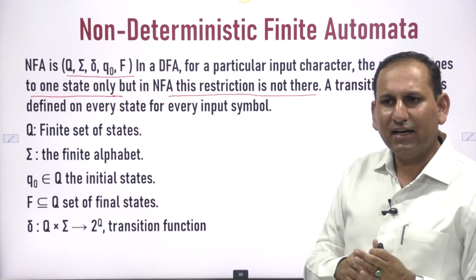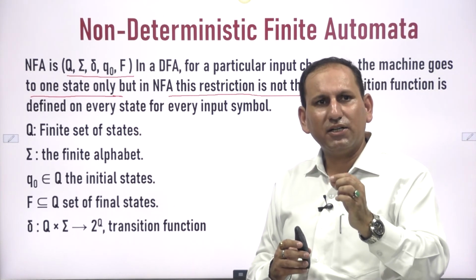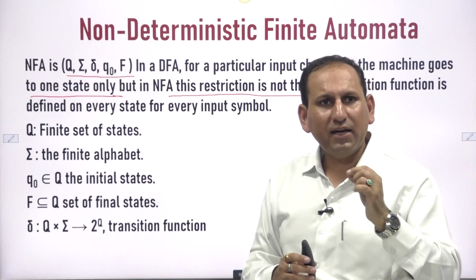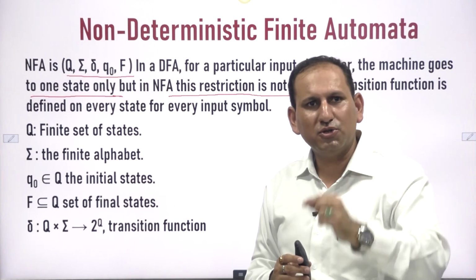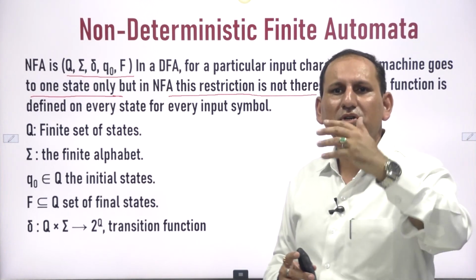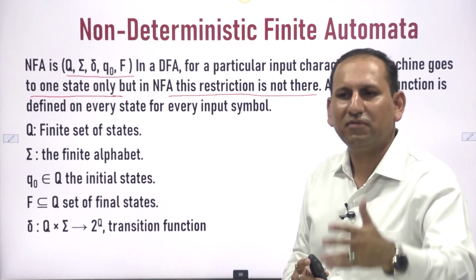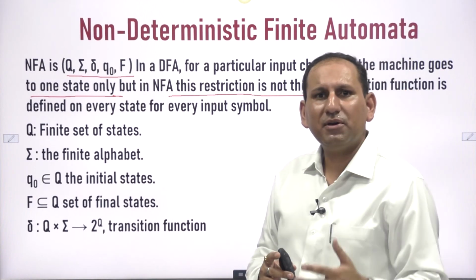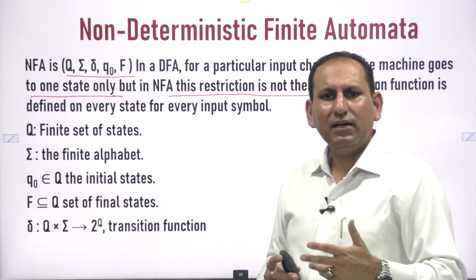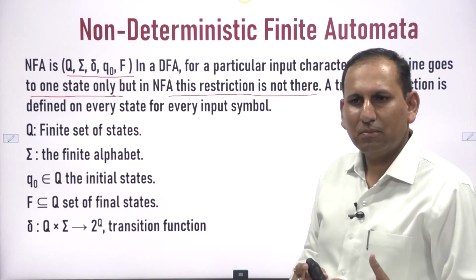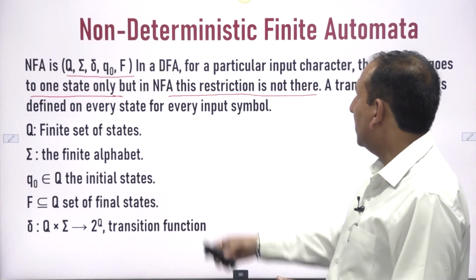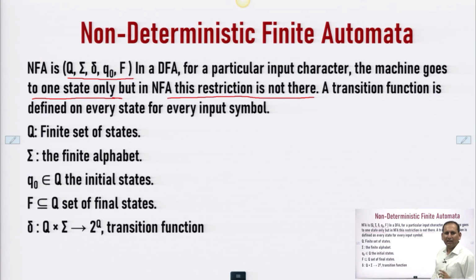So, it means that I can have multiple transitions for a single input. If I am in the initial state Q0, for an input I can stay in Q0, or I can go to Q1, or I can go to Q5. So, the same input can have multiple transitions. This is allowed in case of non-deterministic finite automata.